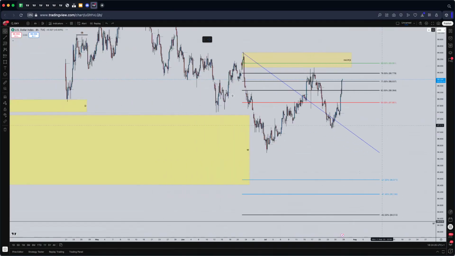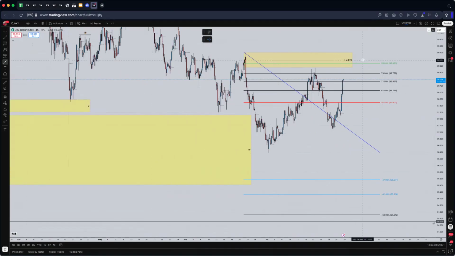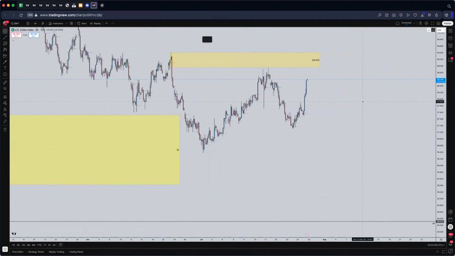So I'm just curious to see if we get one more move. Okay, let me just get my arrow. If we get one more move from 89, making a new low, and then we go. And if that happens, what does that mean? Because again, like I said, if DXY is going down, everything else roughly should be doing the opposite. And if it's going up, everything else should roughly be doing the opposite. So what does that mean?